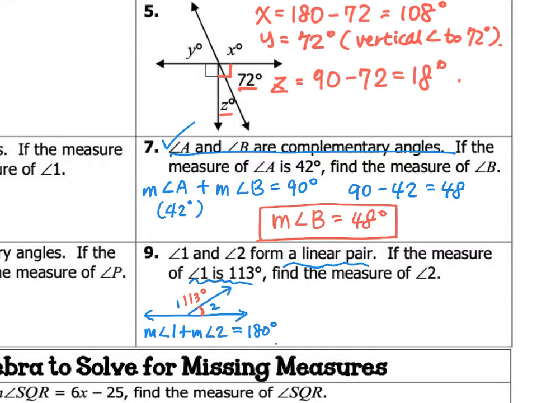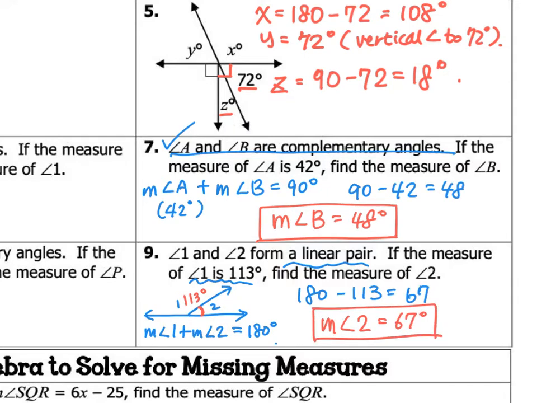We need to find angle 2. So 180 minus 113, that will be 67. So we find the measure of angle 2 equals 67 degrees.